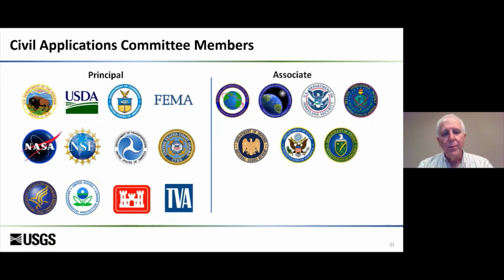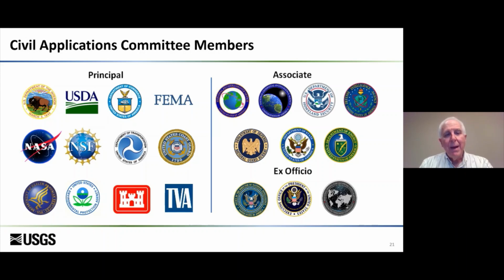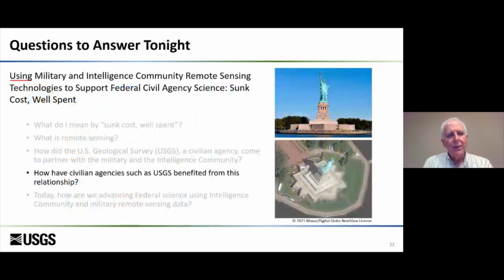We work with those two agencies very closely: Departments of Homeland Security, Defense Intelligence Agency, National Guard Bureau, Departments of State, and Energy. We also have three members that serve in an ex officio or policy oversight role: the Office of the Director of National Intelligence, the President's Office of Science and Technology Policy, and a parallel committee to the Civil Applications Committee, the National Committee on Geospatial Intelligence, that oversees the same technologies used by the military and intelligence community.